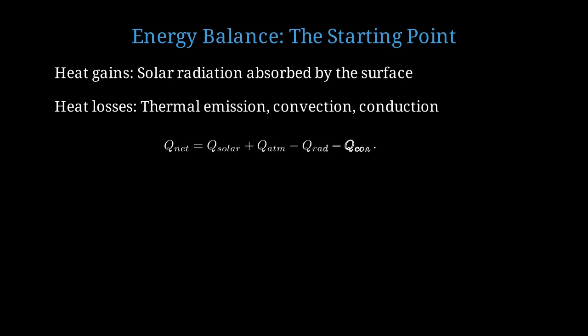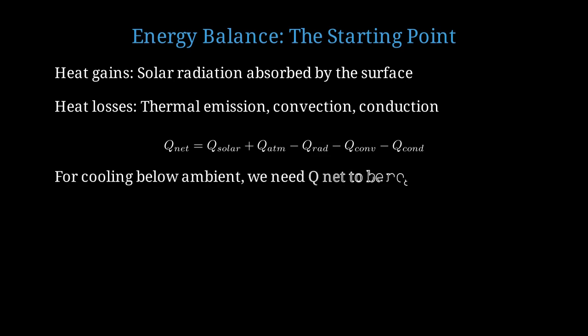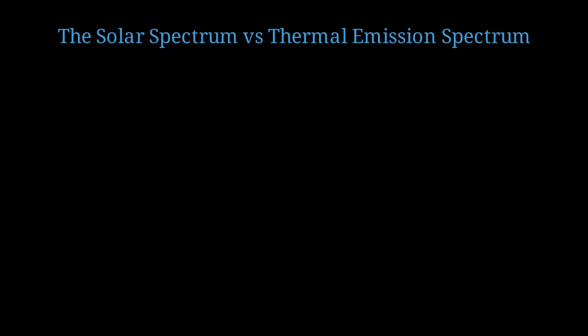The net heat flow is Q solar plus Q atmospheric minus Q radiative minus Q convective minus Q conductive. For an object to cool below ambient temperature, Q net must be negative. That means we must lose more heat than we gain. Now here's where spectral engineering becomes crucial. Solar radiation and thermal emission have very different spectral distributions.